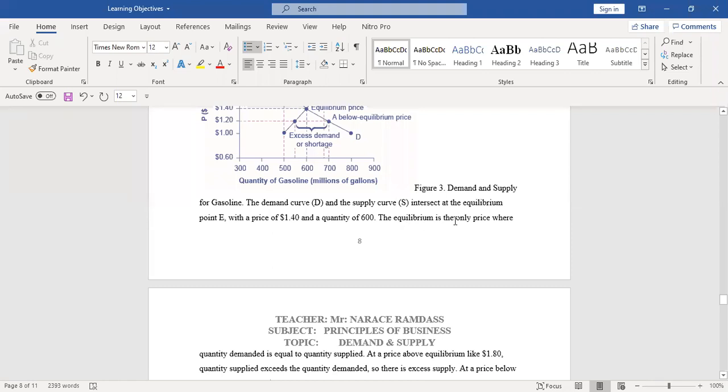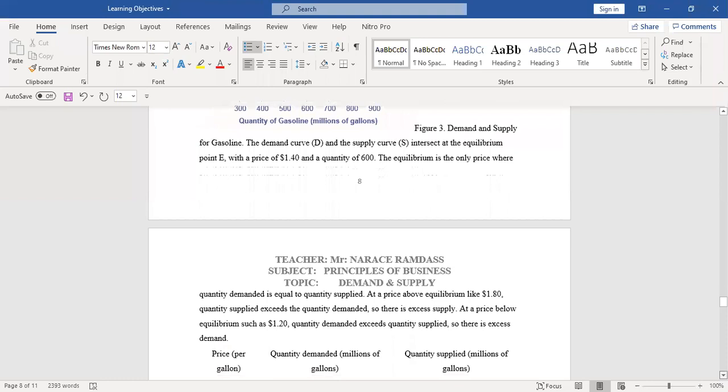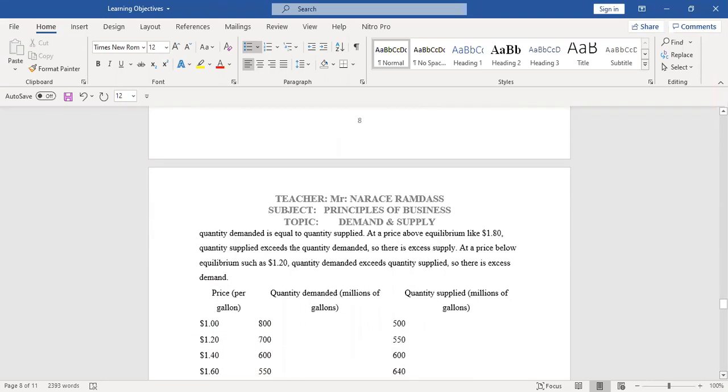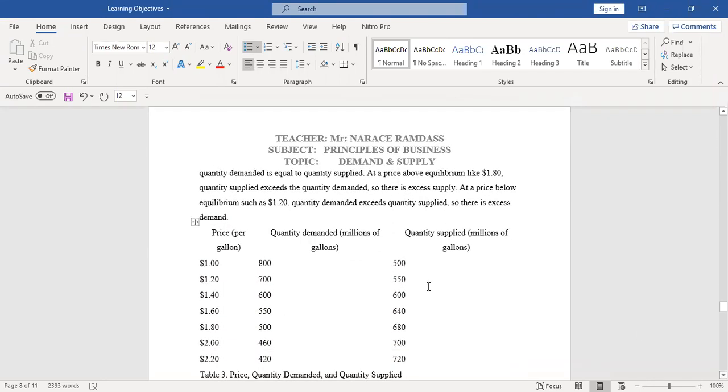The equilibrium is the only price where quantity demanded is equal to quantity supplied. At a price above equilibrium, like $1.80, let's go back up to the graph. So at a price above equilibrium, $1.80, the quantity supplied exceeds the quantity demanded. This results in excess supply.